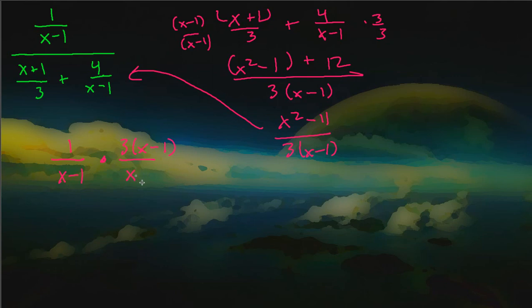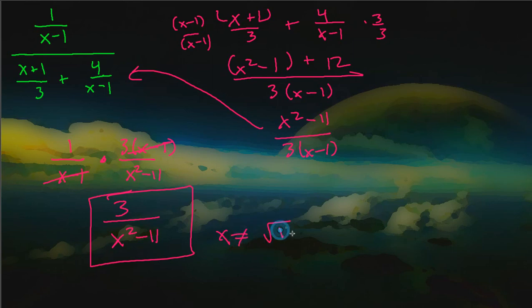And then the denominator is x squared minus 11. So the x minus 1's cancel, giving me 3 over x squared minus 11 as the final answer. And we would say that x is not root 11, because if I square that, I get 11, and 11 minus 11 is 0, so we couldn't have that. If you didn't see that, this is why. Because if this x squared is 11, then 11 minus 11 is 0.